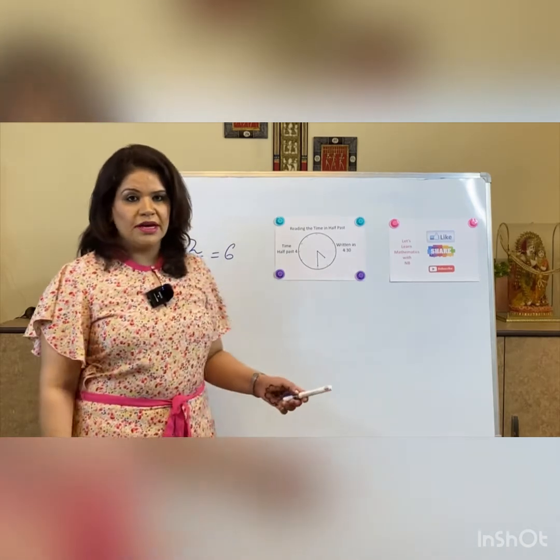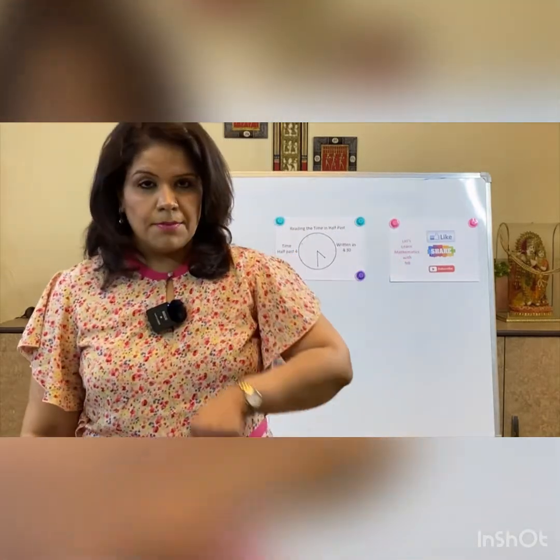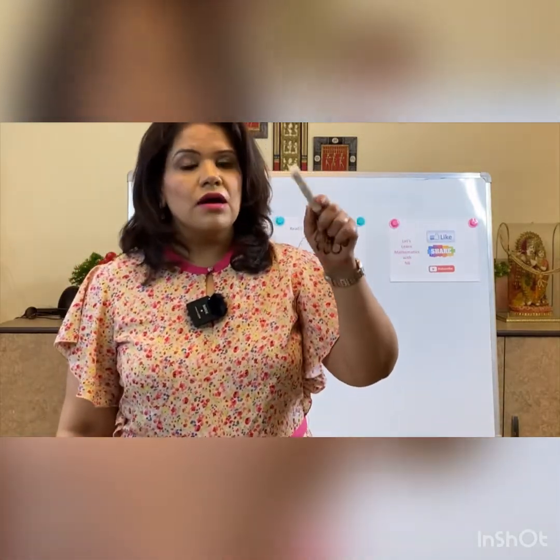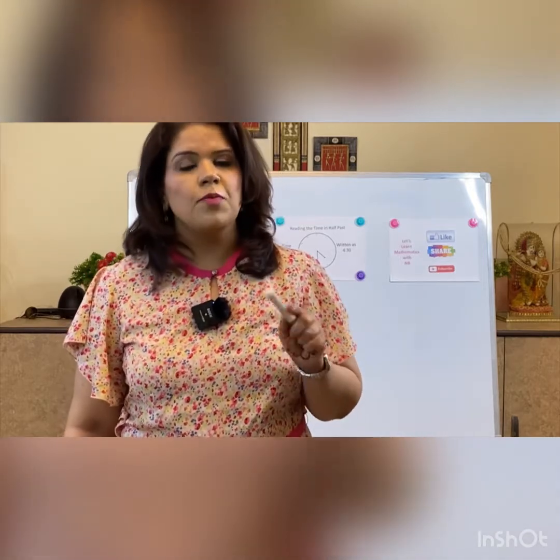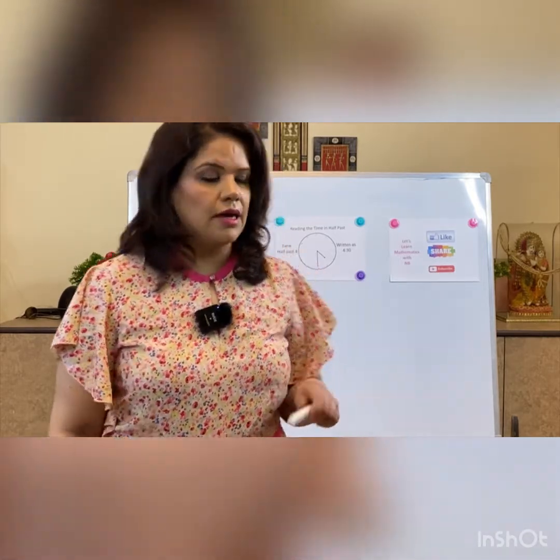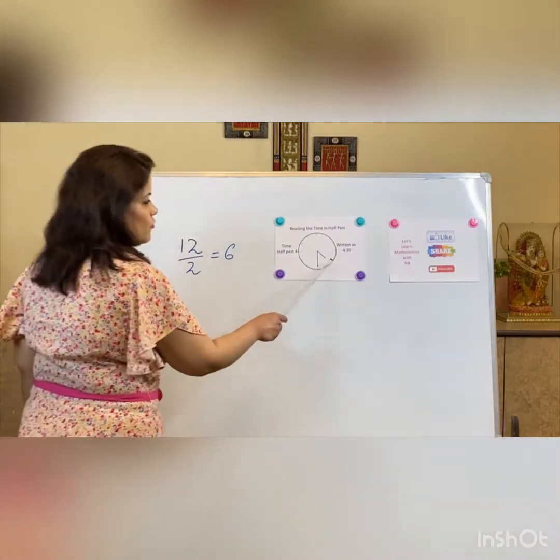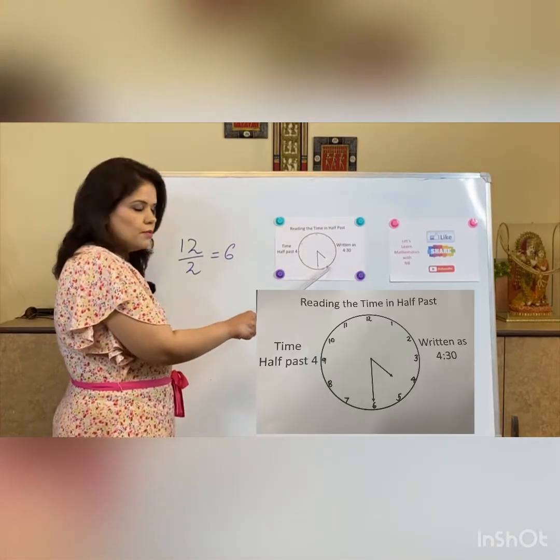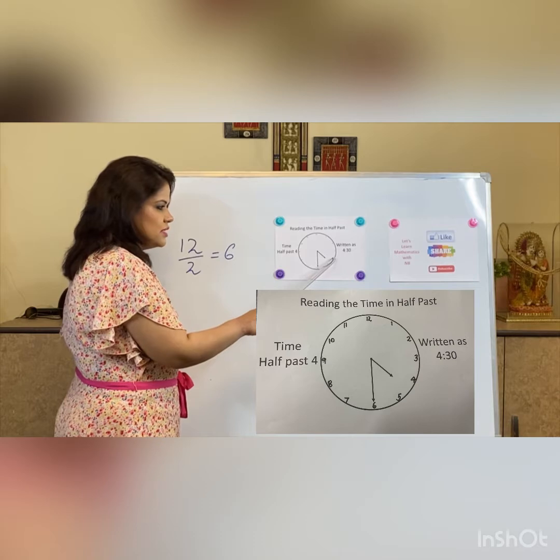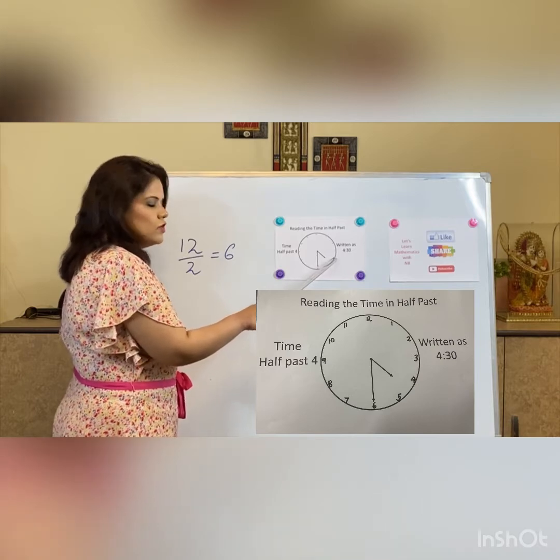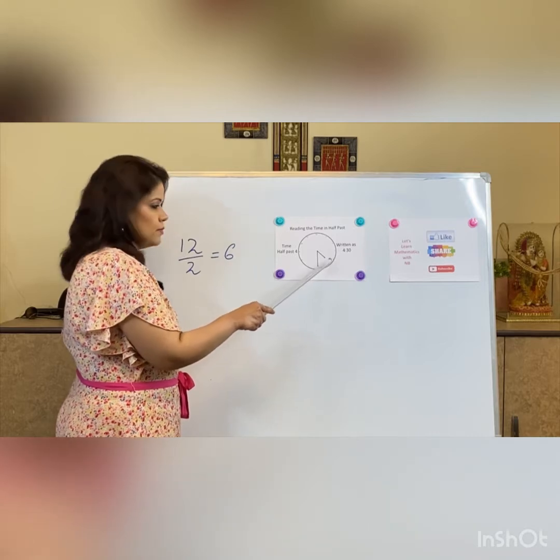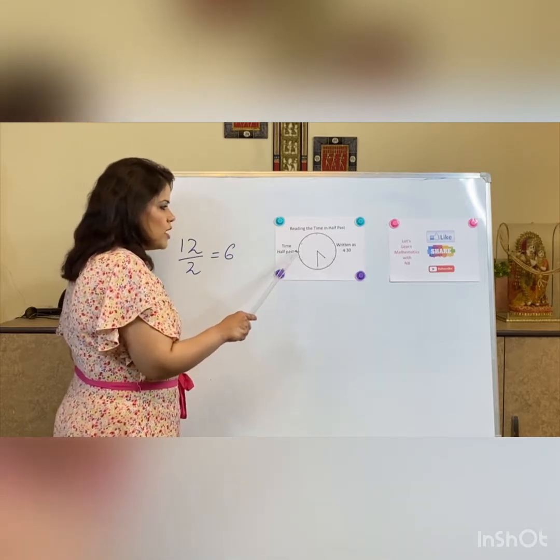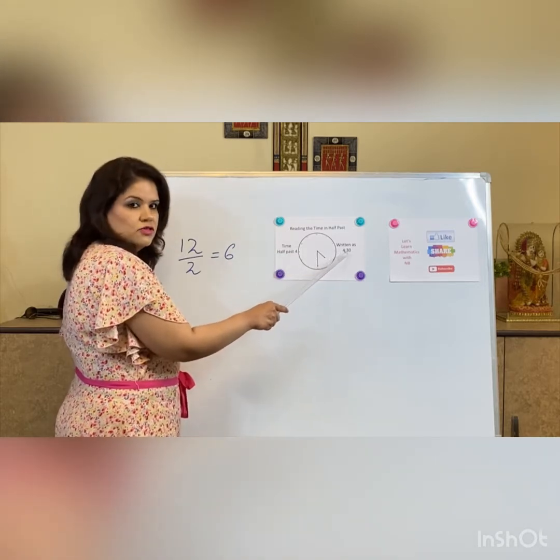So I'm explaining it once again. Since the numbers are till 12, when the minute hand comes to 6, we will say half past, and whatever is the time, we will take the before number, not the after number. Since the needle is between 4 and 5, we are taking the before number, that is 4, not the after number. So we will say half past 4 and we will write it as 4:30.